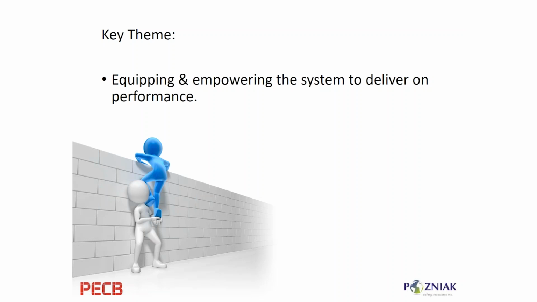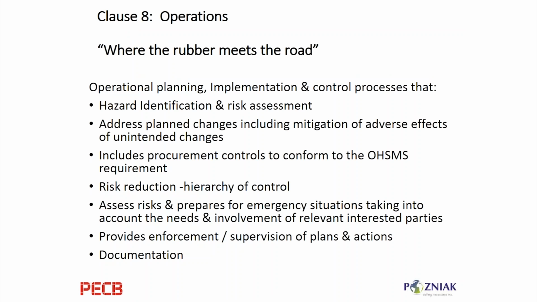8 is operations. And this is where rubber meets the road. So looking at the operational planning, implementation, and control processes that again have the flow of hazard identification, assessing the risk, making sure that the right controls within the hierarchy of control are put into place, looking at the emergency situations, what is the proper command and control, enforcement aspects of it, and how is that considered, and then are the components documented.